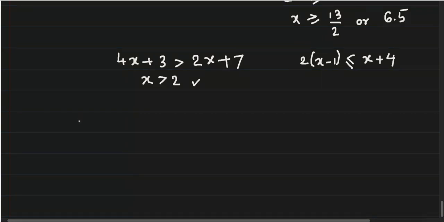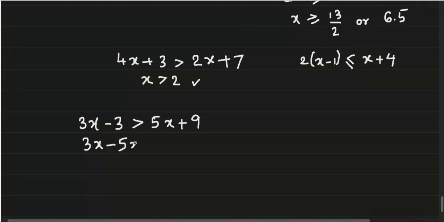That is 3x minus 3 is greater than 5x plus 9. How to solve this problem? Similarly, we'll group it here. 3x minus 5x is greater than 9 plus 3. So this will become negative 2x is greater than 12.